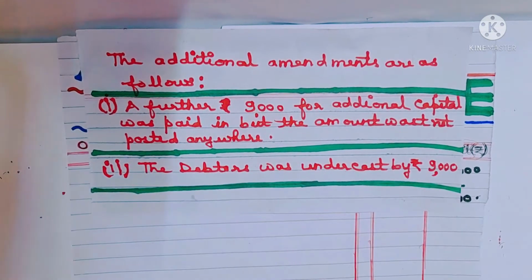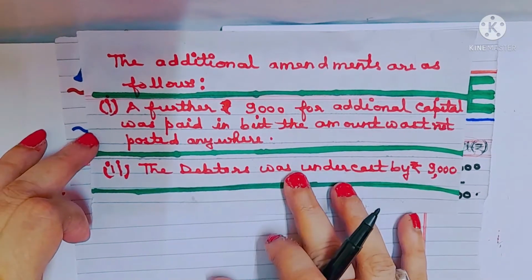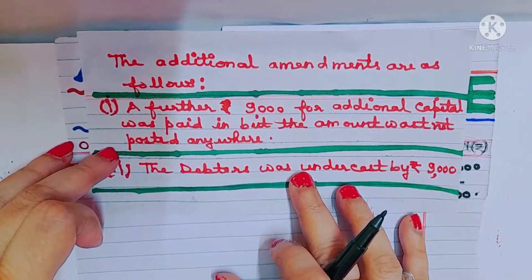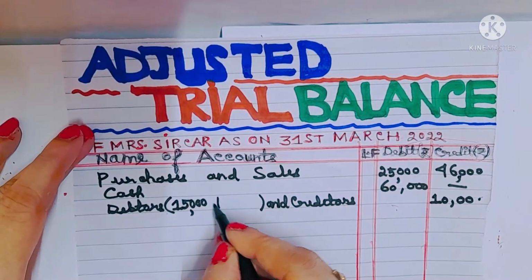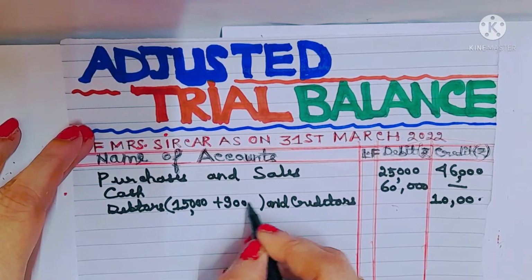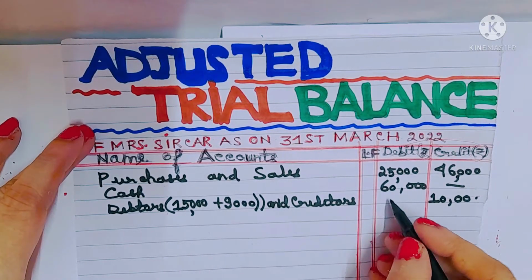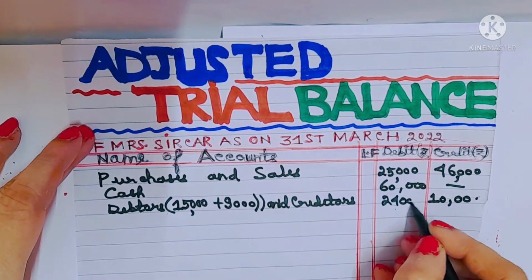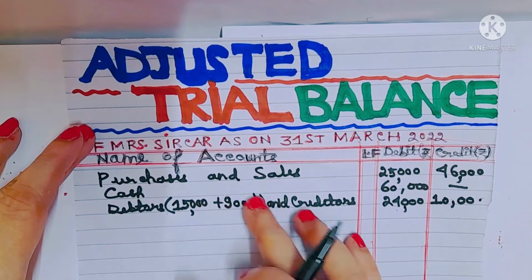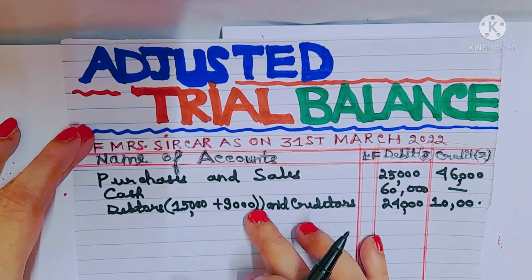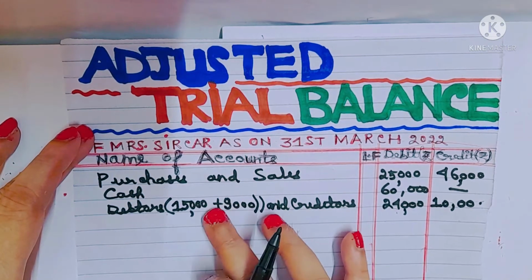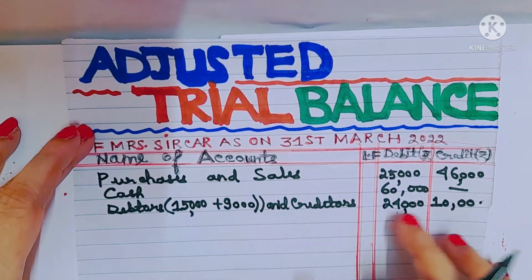Okay. So previously how much was the debtors? Debtors was 15,000 plus 9,000. Okay. So let's write. So 15,000 plus 9,000. That means 24,000 is debtors. Because they wrote 9,000 less by mistake, so we had to rectify that. Understood? Now we can write the final amount 24,000.